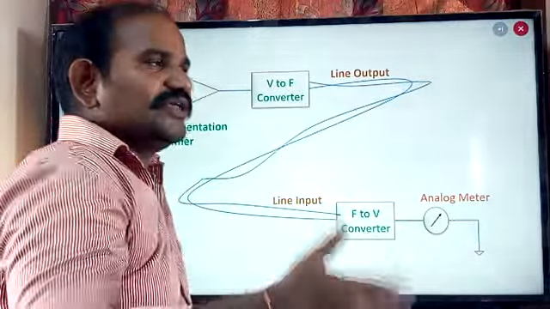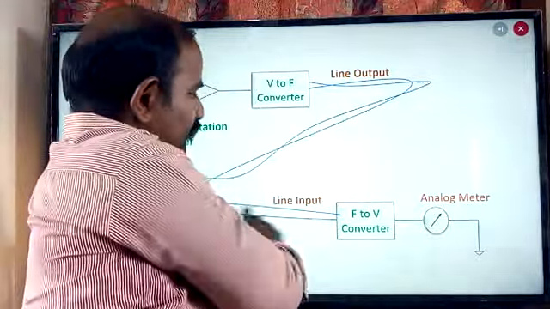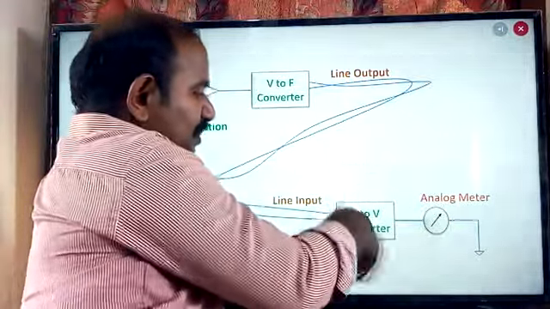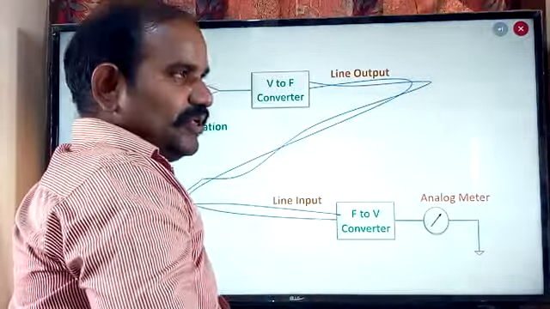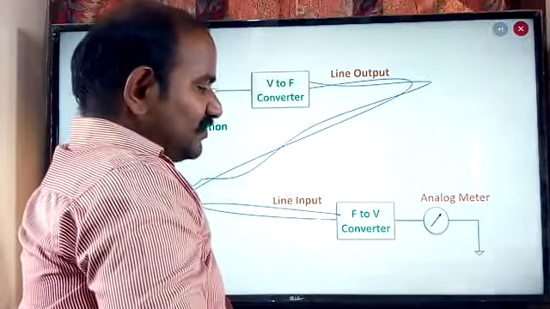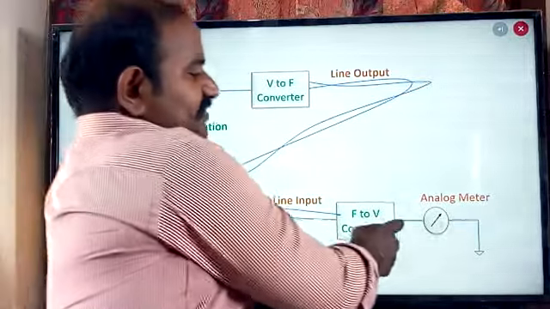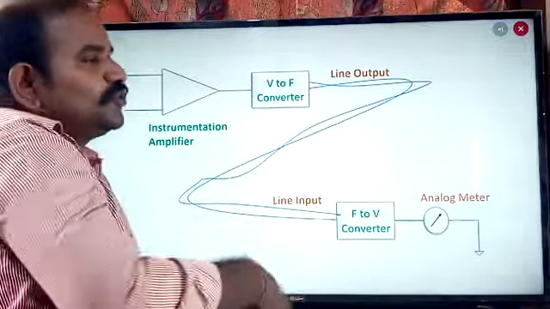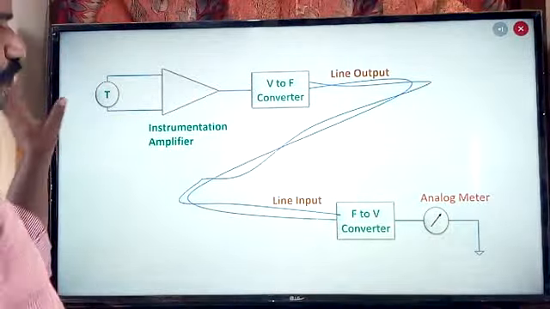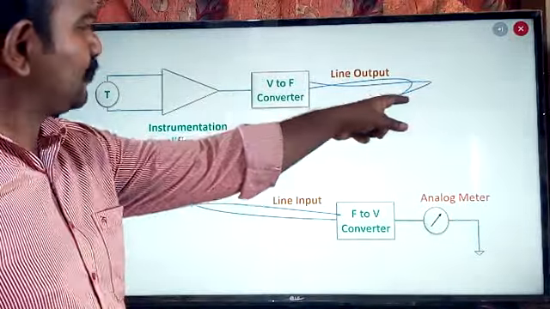The only thing is how the information is going to be transferred. The information is transferred in terms of the frequency format. At the destination, I'm using the frequency to voltage converter to recollect the information and represent it in terms of the voltage. Finally, the information is displayed on the analog meter. So this is the setup to send the information from the measuring area to the base station or the remote station. This is the communication path.